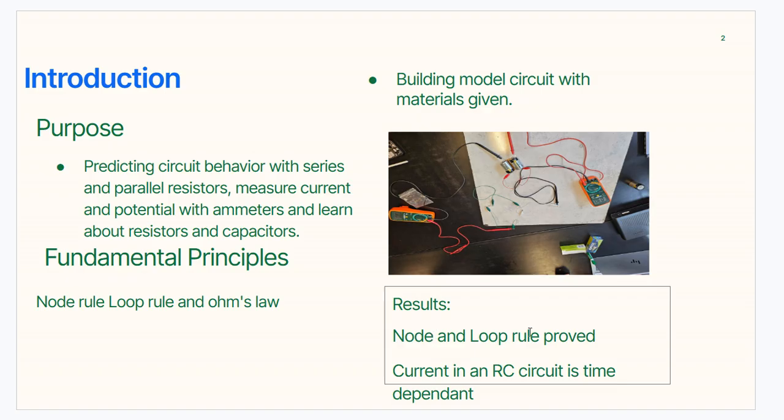Results: node and loop rule are proved. The current in an RC circuit is time dependent.